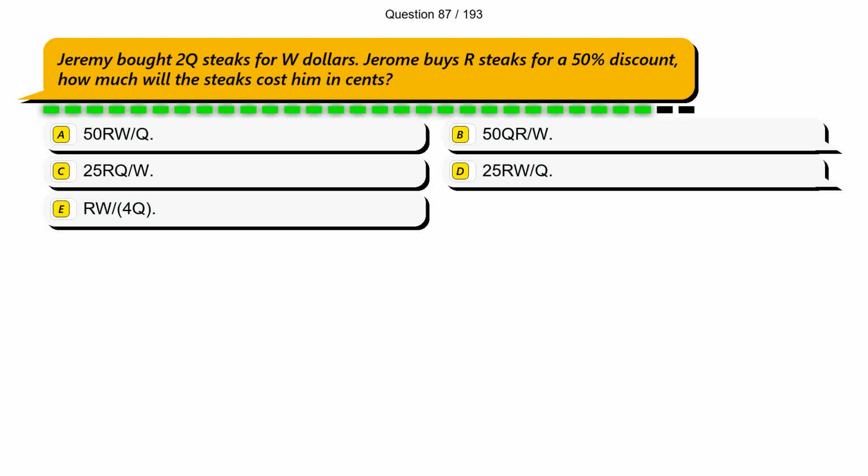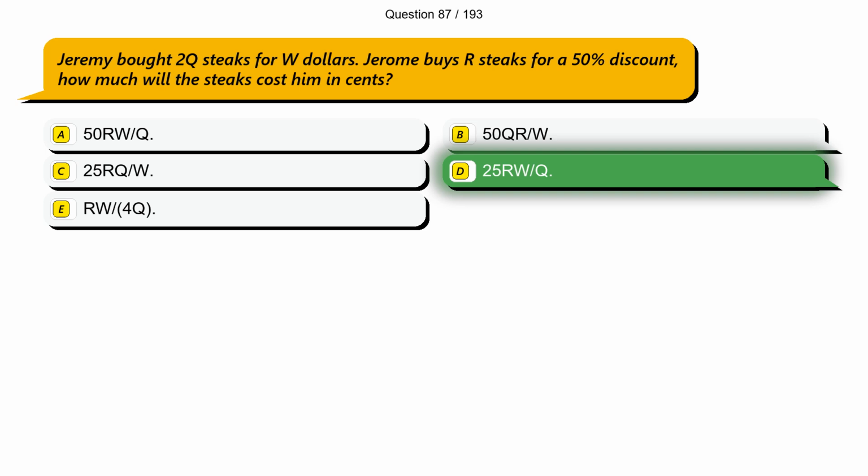Question 87. Jeremy bought 2Q steaks for $W. Jerome buys R steaks for a 50% discount. How much will the steaks cost him in cents? Option A, 50 RW/Q. Option B, 50 QR/W. Option C, 25 RQ/W. Option D, 25 RW/Q. Option E, RW/Q.